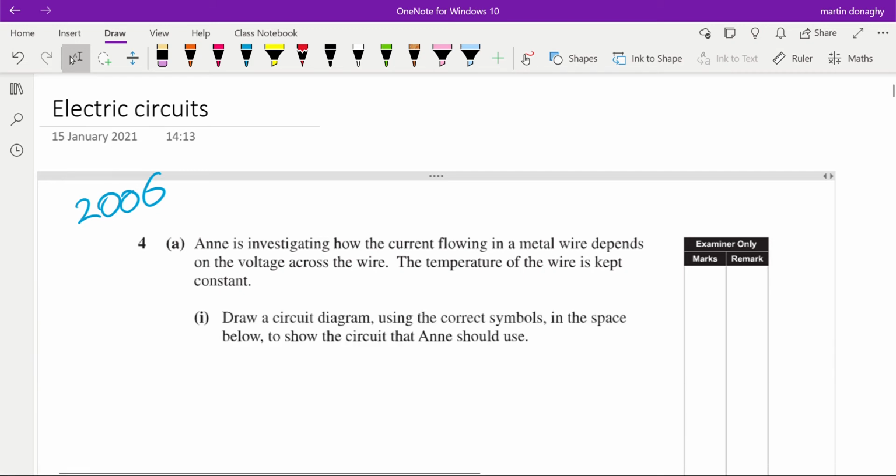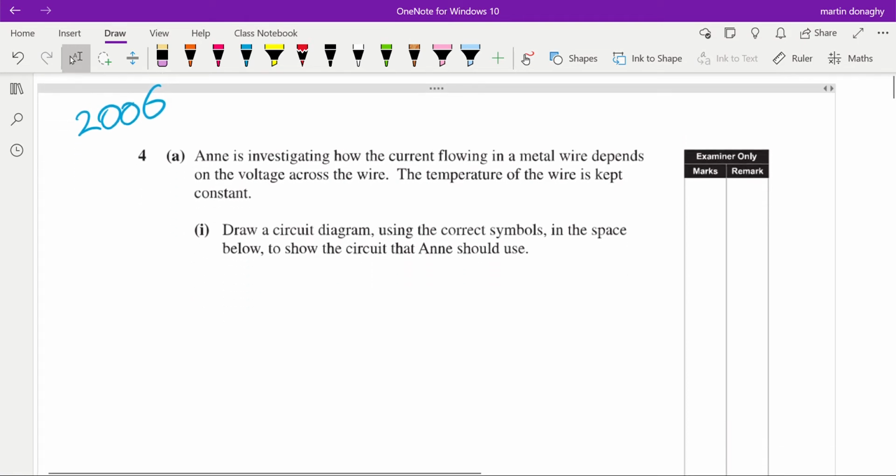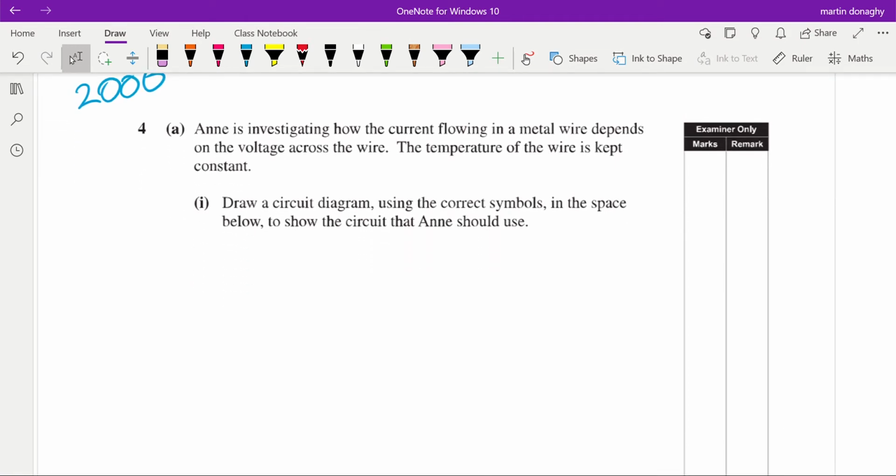Okay, guys, so let's look at the first of these past paper questions. The first one says Anne is investigating how the current flowing in a metal wire depends on the voltage across the wire. The temperature of the wire is kept constant. Basically, this question is, can you prove Ohm's law? What's the experiment that you used to do that?